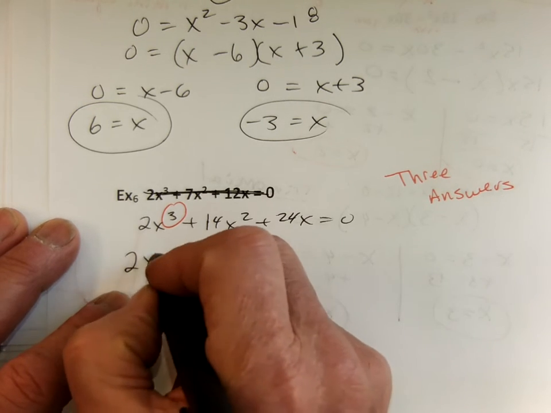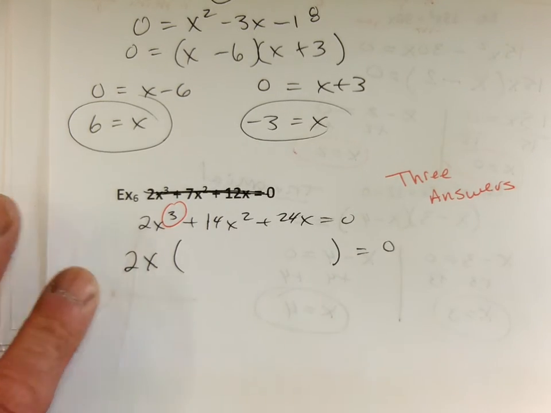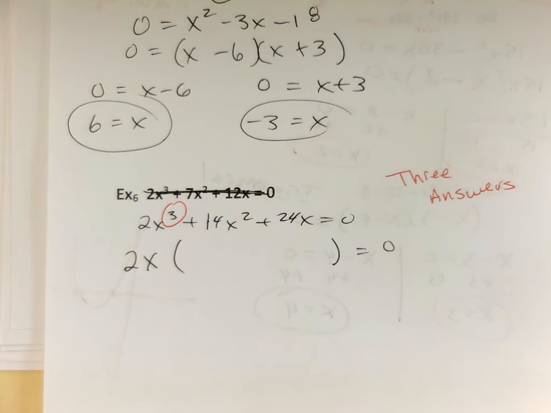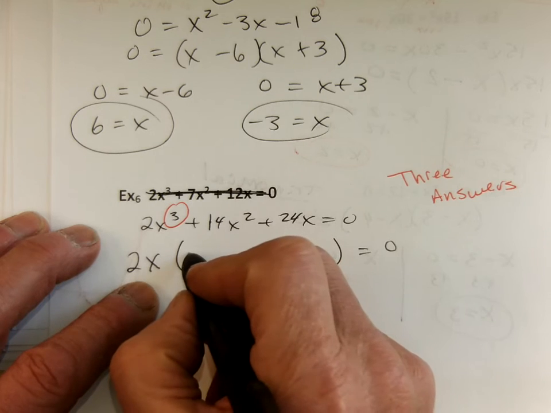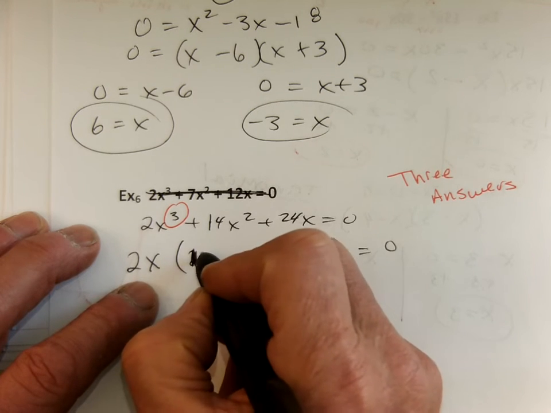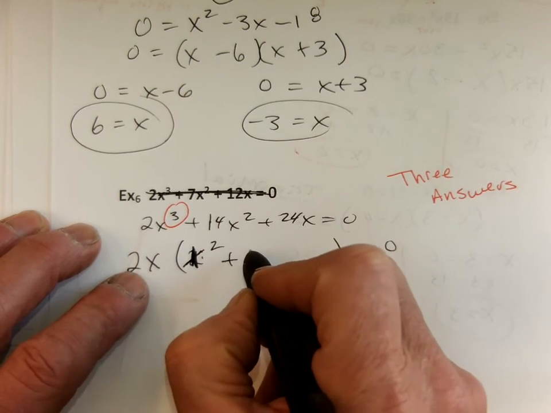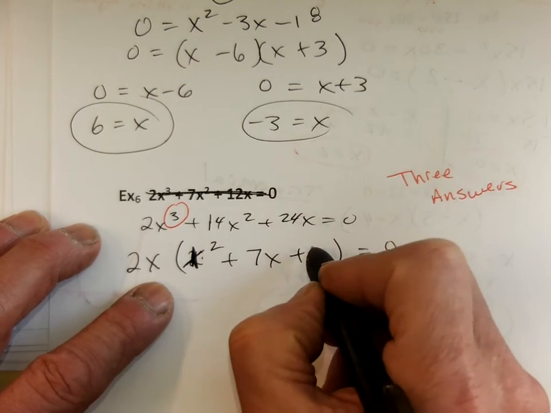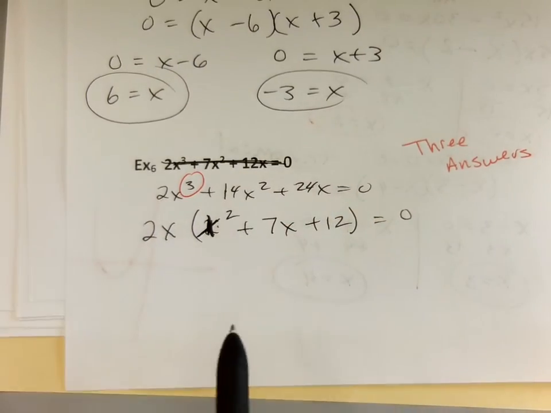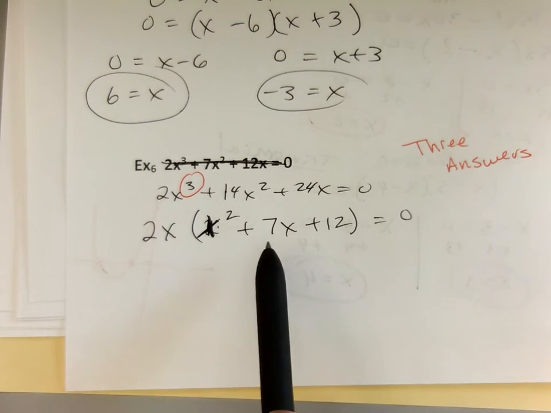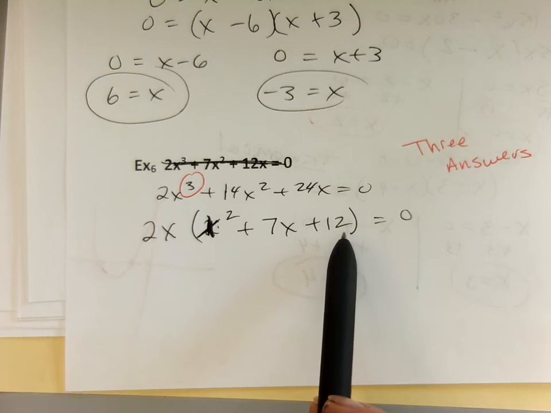So if I take out a 2x out of all 3 terms, it's going to make what's inside easier. Okay, so I took out a 2 and x. I would have a 2x, a 1x squared plus a 7x plus a 12. That's a bad looking x, but that's an x squared. And now this we've done before. We've done the trinomial. What times what makes 12? You guys know this. What times what makes 12?